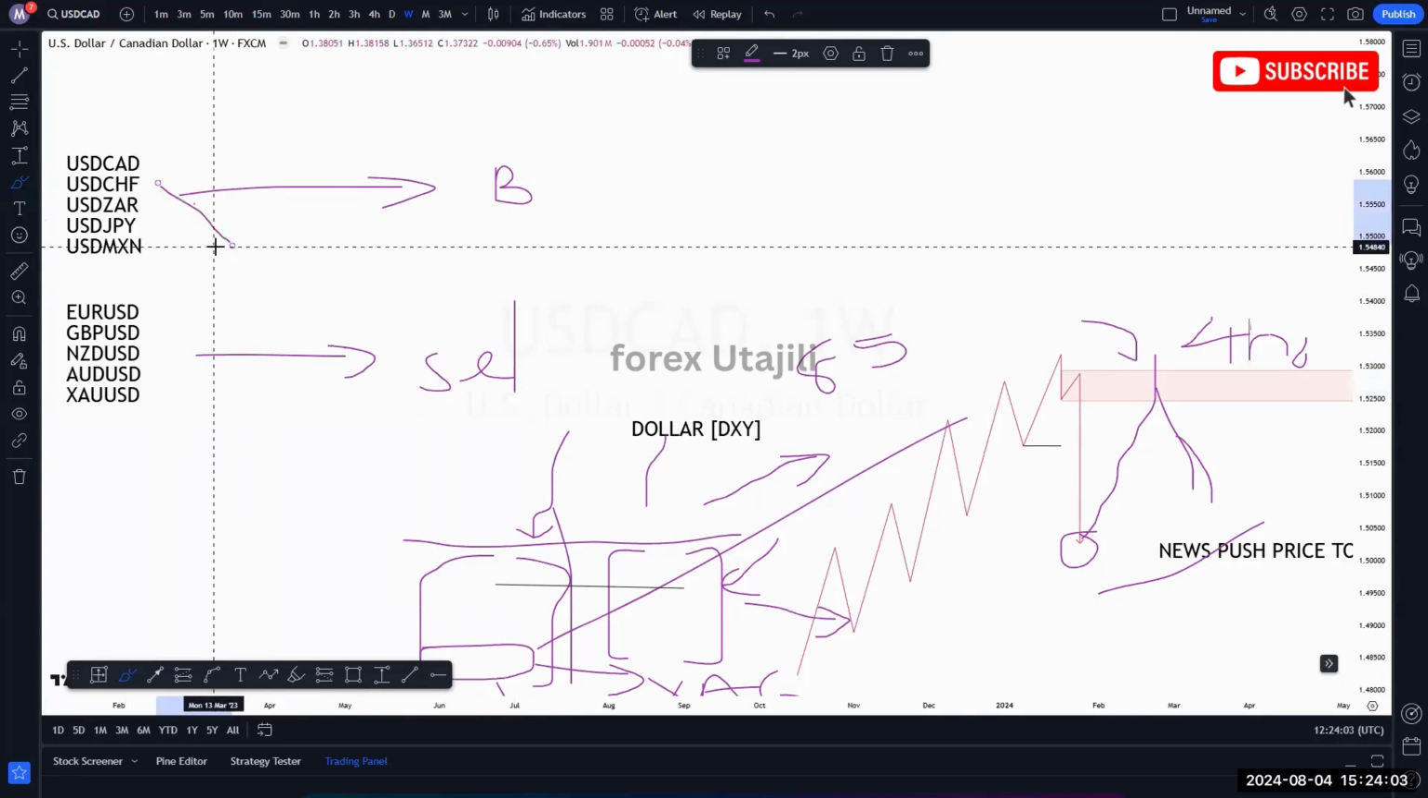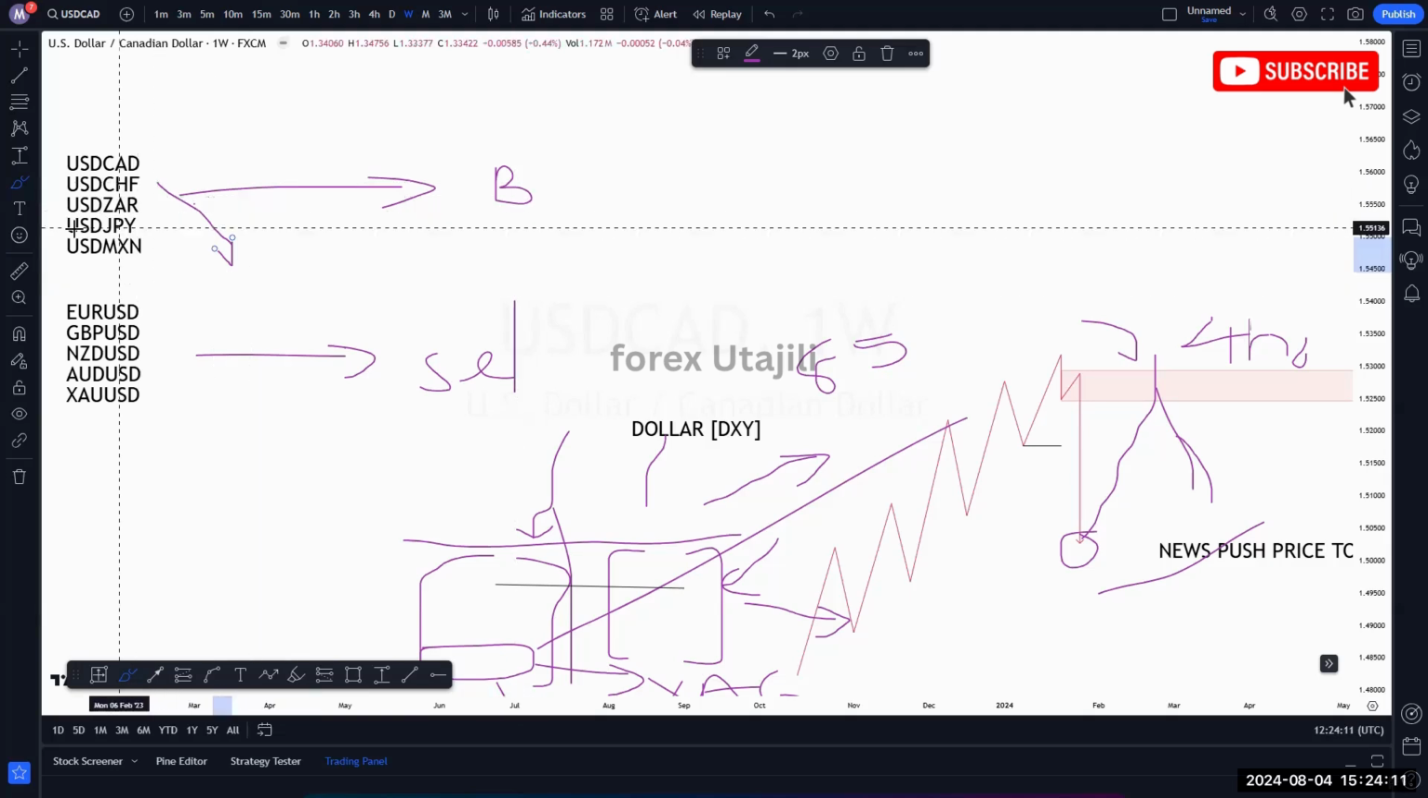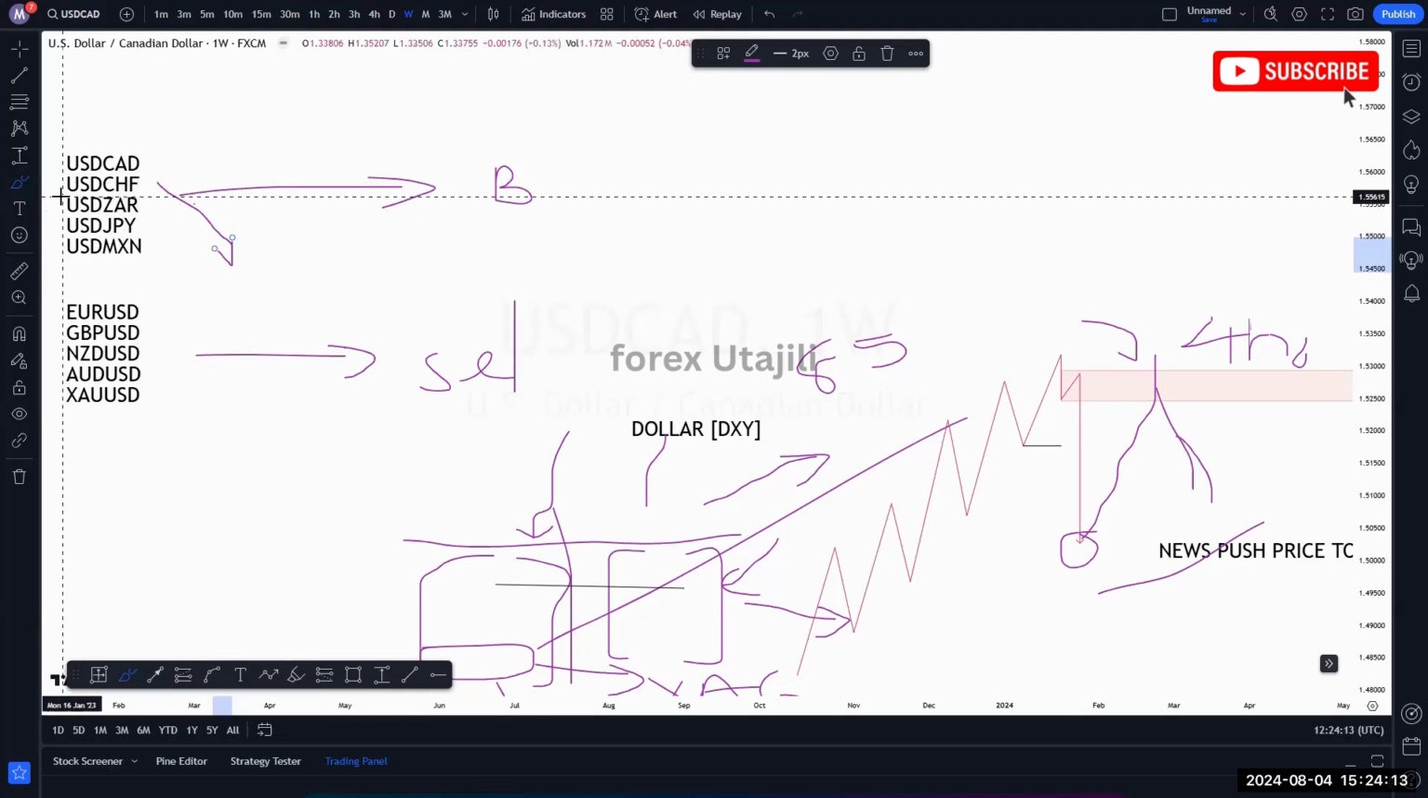Some of the pairs that we don't trust in their movement is USD-CHF. Sometimes USD-CHF moves against the dollar. Even on news, we can sometimes see the dollar buying while USD-CHF is selling. So you need to note those kinds of things when you're trading dollar-related news like CPI and NFP.